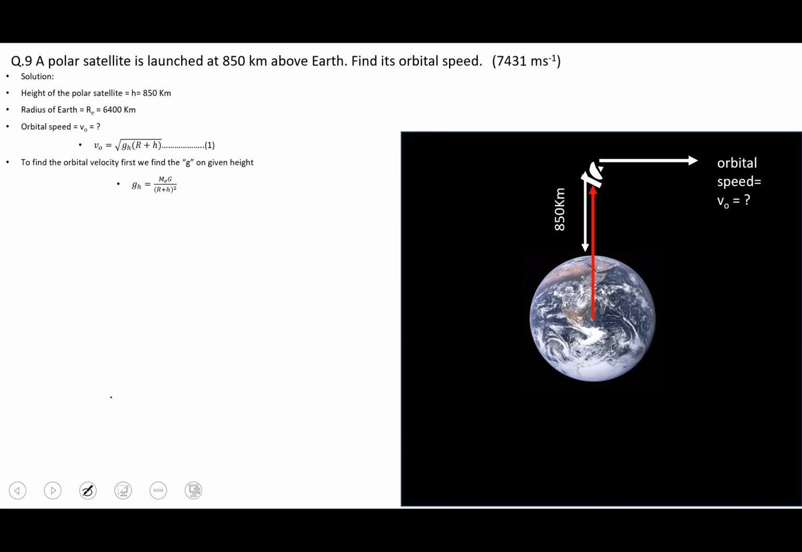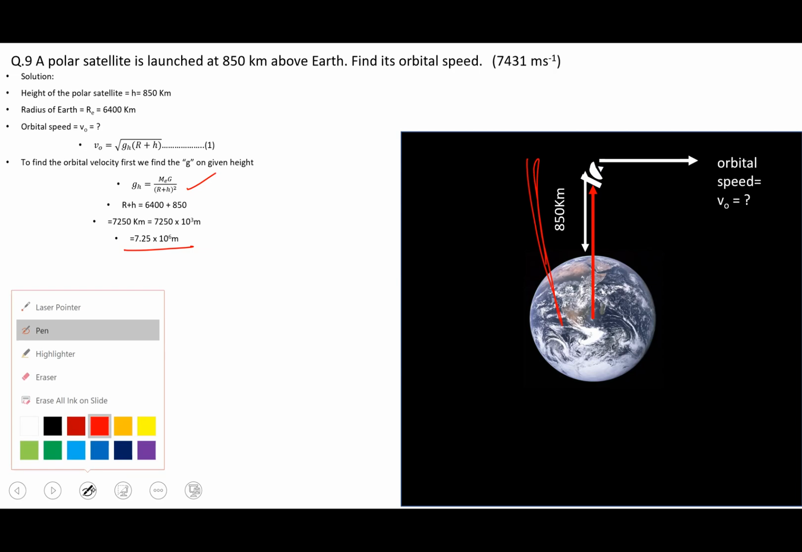For that we have Gh is equal to G Me, where Me is the mass of the Earth and G is the gravitational constant, 6.67 into 10 power minus 11, divided by R plus H whole square. Putting in the values, R plus H is equal to 6,400 plus 850, which gives 7,250 kilometers, or 7,250 into 10 power 3 meters, or 7.2 into 10 power 6 meters. So this is the total distance from the center of the Earth to the point where the satellite was being put.